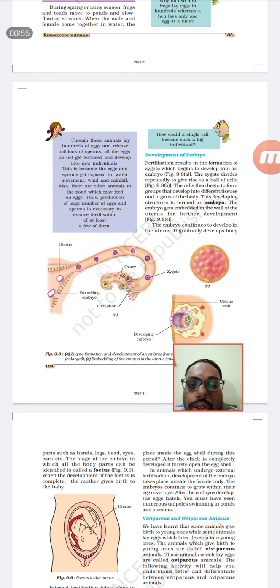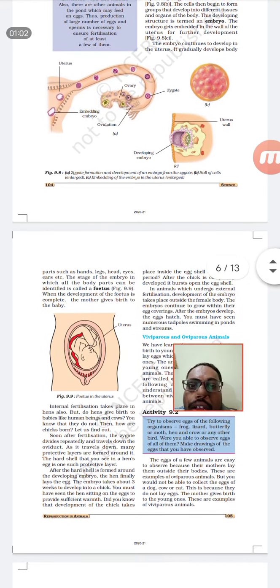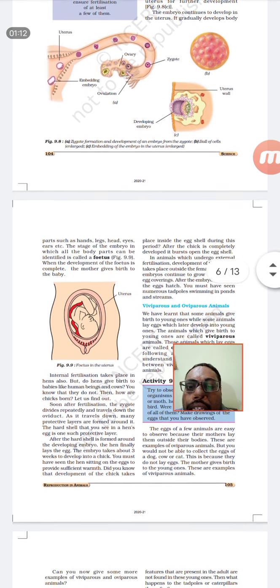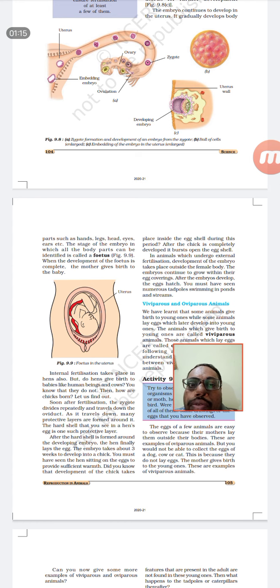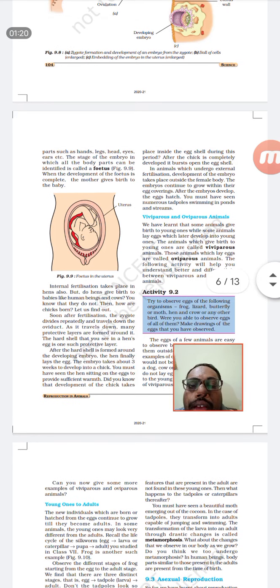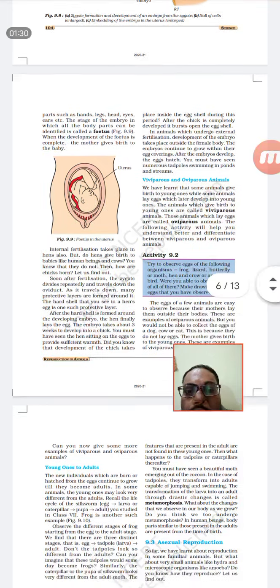Once it has crossed 1 or 2 months, it will be called a fetus, meaning it is possible to identify the different body parts. We can see the hand, leg, and head, and after the end of 9 months, in the 10th month, the female will give birth. On that basis, there are two types of animals: viviparous and oviparous. That means animals which give birth and animals which lay eggs.